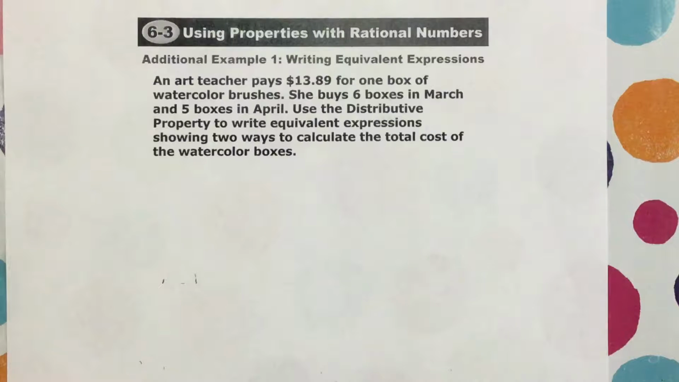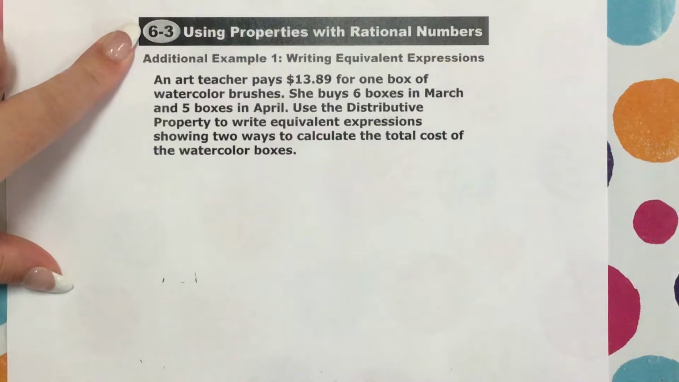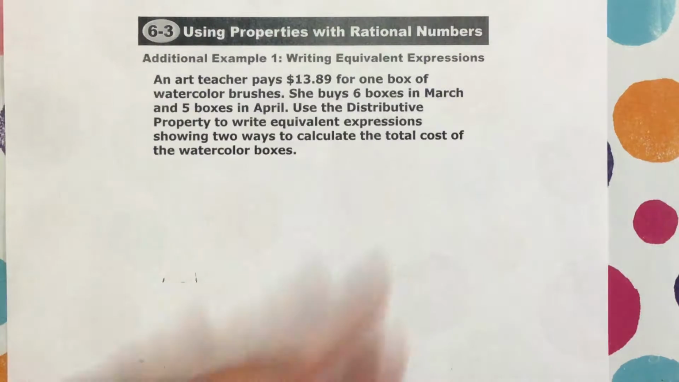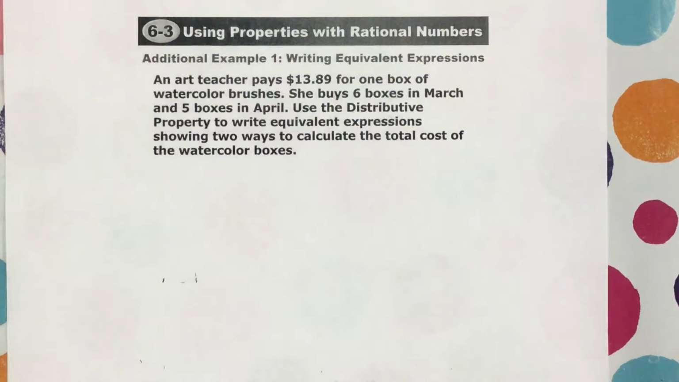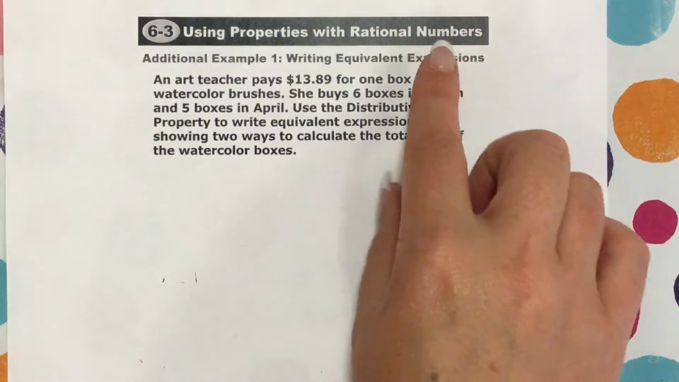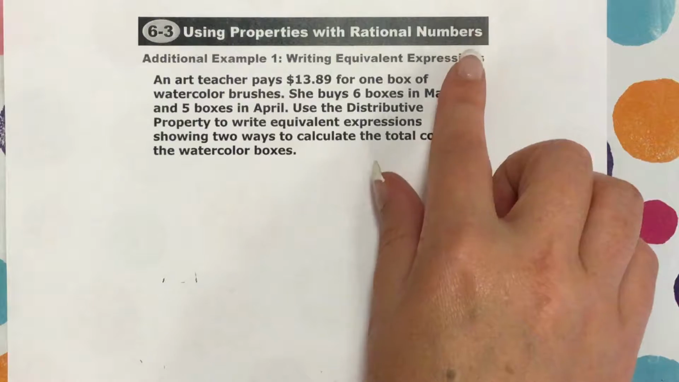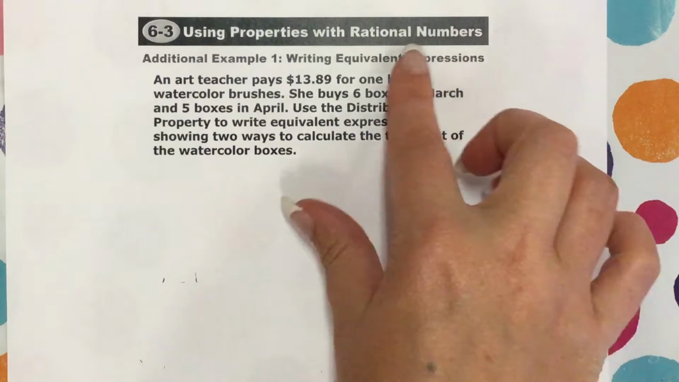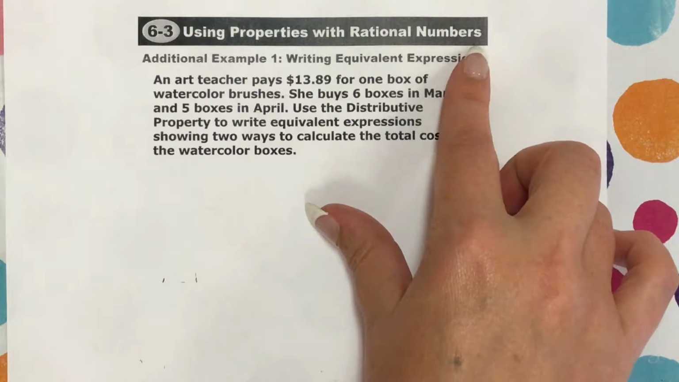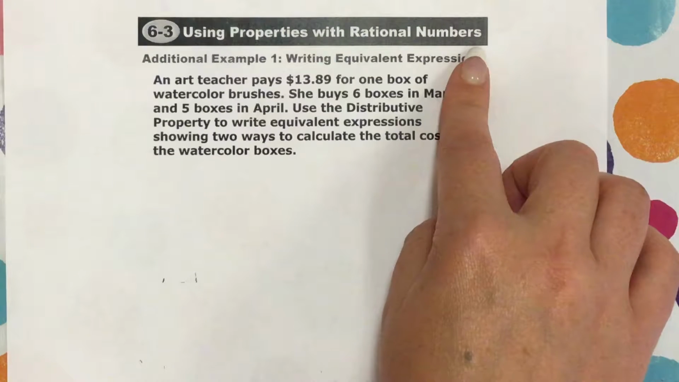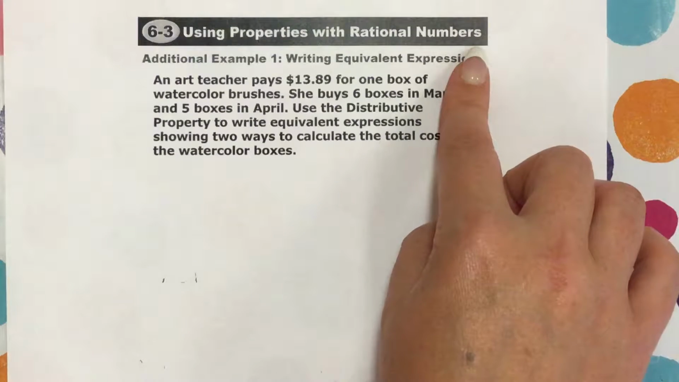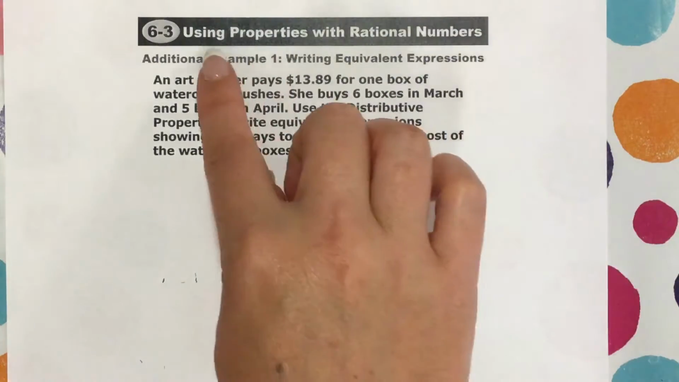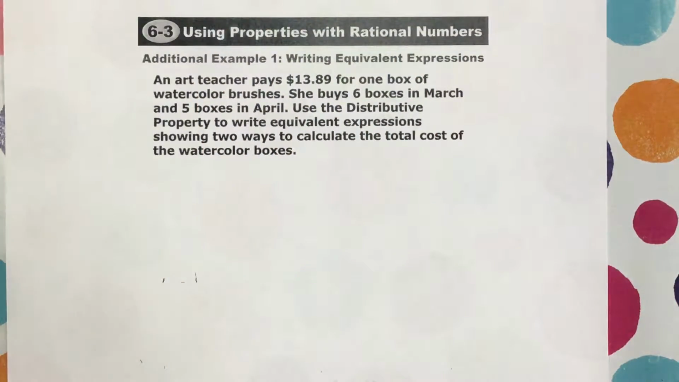Hello, hello, hello. We are back with Chapter 6, Lesson 3, using properties with rational numbers. And remember, rational numbers includes natural numbers, 1, 2, 3, 4, whole numbers, which throws in a 0, integers, which are the negative numbers, -4, -3, and then rational numbers are fractions that can be written as decimals that terminate or they repeat. So that's what we're talking about, using properties with rational numbers.